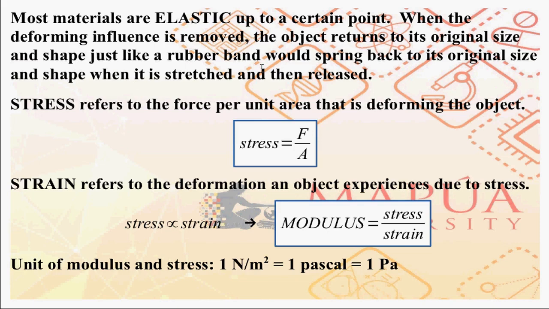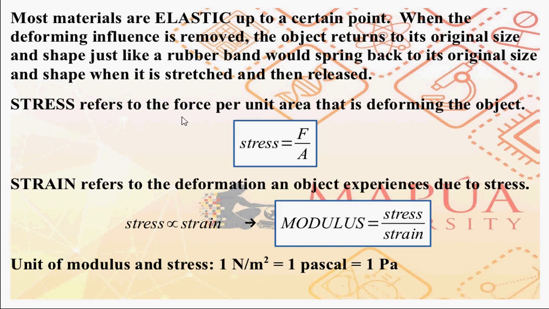For example, consider a rubber band. You stretch the rubber band and then you release it. The rubber band will spring back to its original size and shape. Most materials are elastic up to a certain point. But as long as that point is not exceeded, the object or material is elastic. When deformed and then released, the object will go back to its original size and shape.